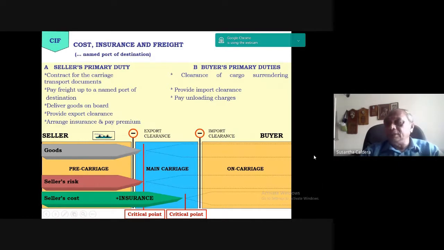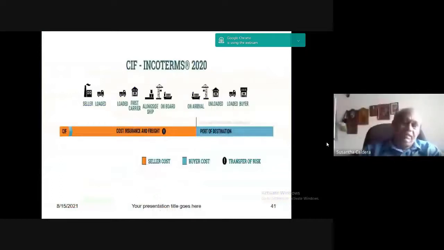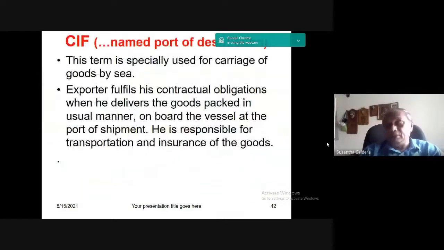Then cost, insurance and freight, CIF. Same as CFR, only one step further. Even the insurance is done by the seller. Cost, insurance, and freight. The chart is visible, seller's cost plus insurance. I don't have to explain everything. These are recorded and it is there in the system. You can read, and on top of that, I hope everything has gone into your head. CIF is one of the most important ones.